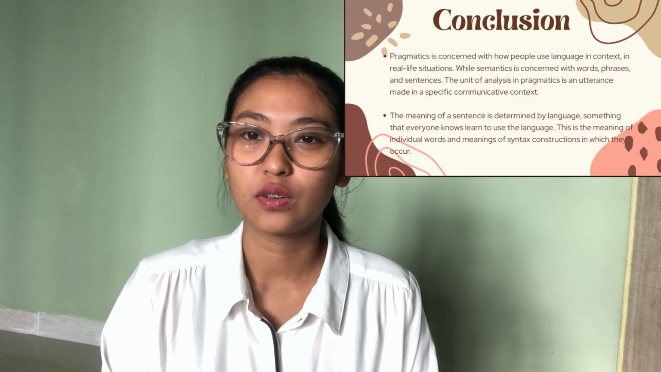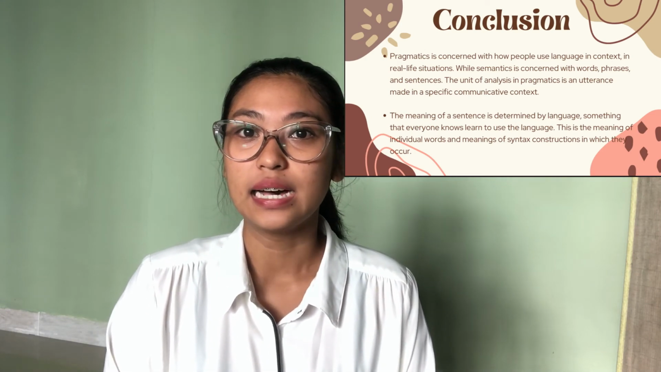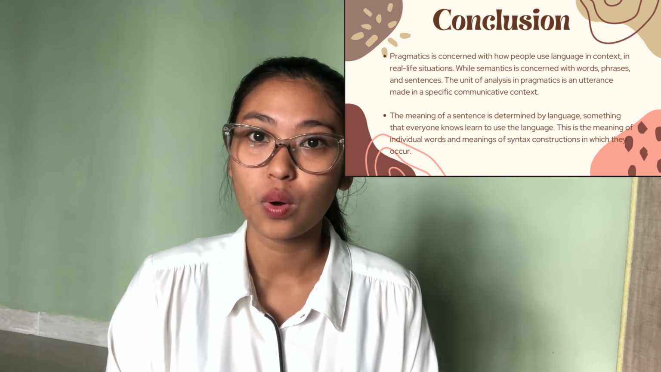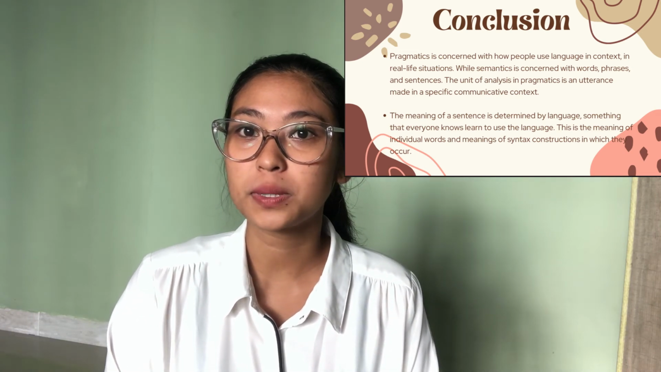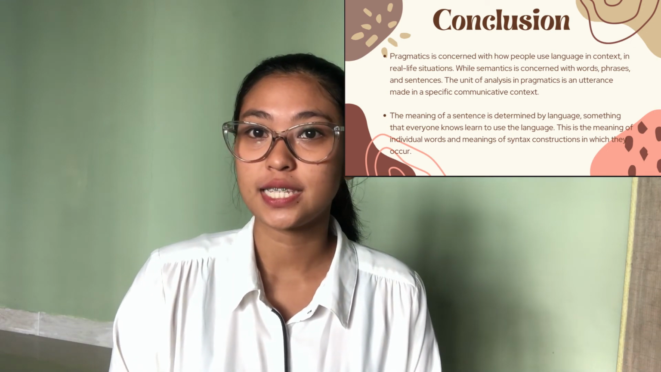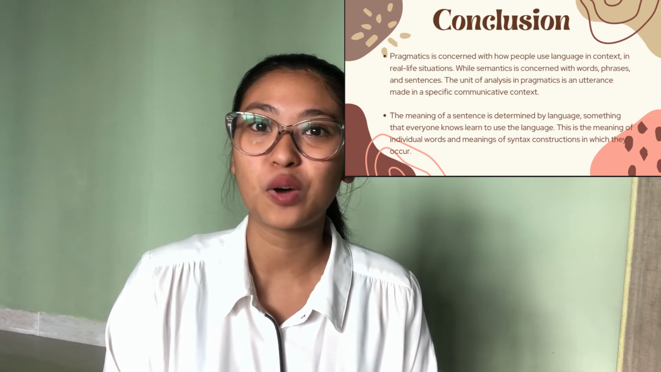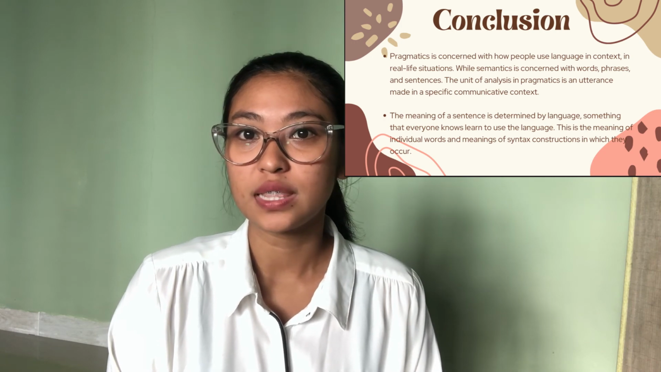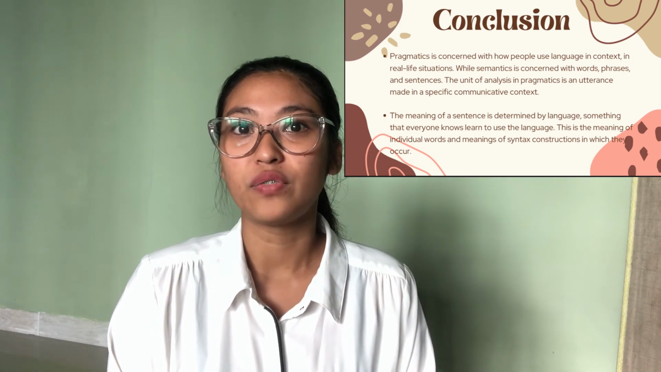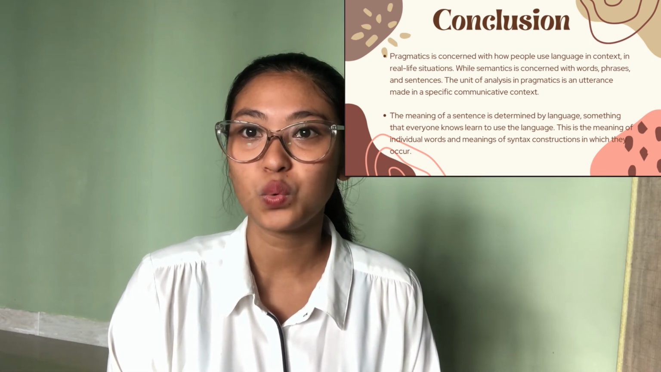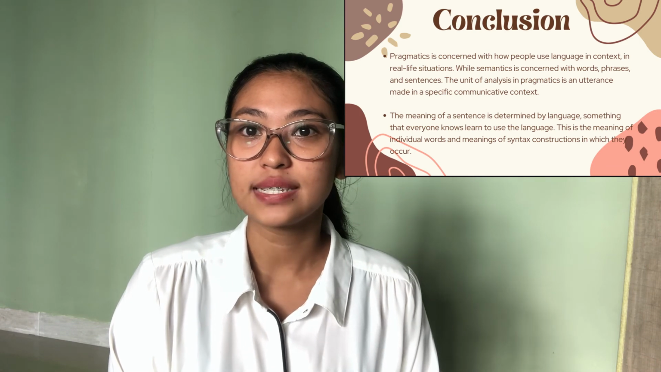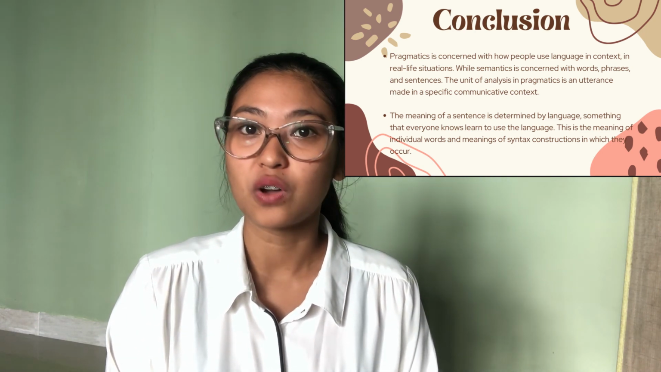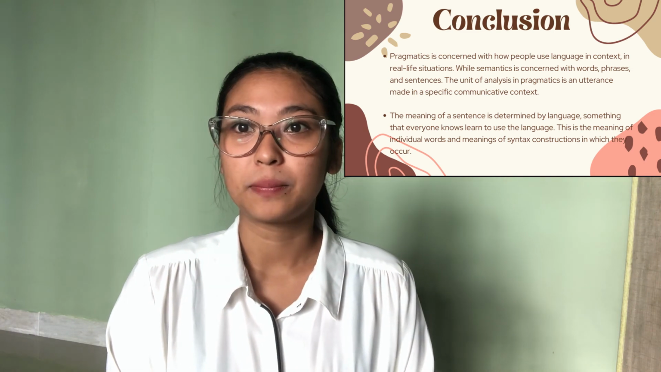For the conclusion, pragmatics is concerned with how people use language in context, in real life situations, while semantics is concerned with words, phrases, and sentences. The unit of analysis in pragmatics is an utterance made in a specific communicative context. The meaning of a sentence is determined by language, something that everyone knows when they learn to use the language. This is the meaning of the individual words and the meanings of the syntax construction in which they occur. The meaning of an utterance is the meaning of the sentence plus the meaning of the situation, time, and place, the people involved, their background, their relationship with each other, and what they think about each other.